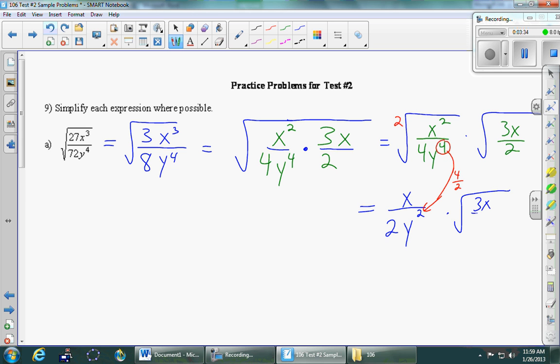All right, the other radical is sitting here with a multiplication. There's nothing we can do with it. So there's our final answer. X over 2y squared times the square root of 3x over 2.